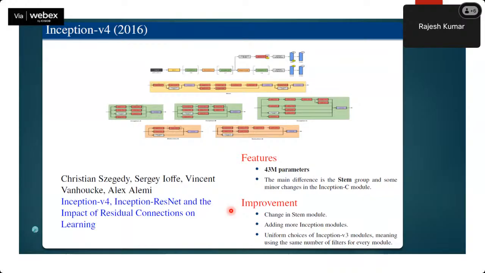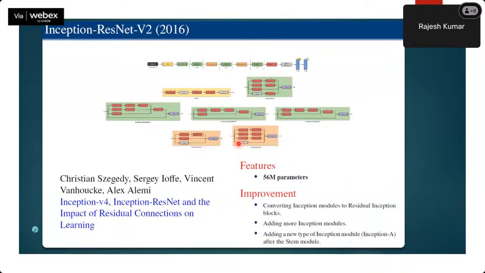Then Inception version 4 came in. The parameters are 43 million. They have introduced a new module here. And this is how people keep on developing new modules every time. Okay, this one is Inception ResNet.